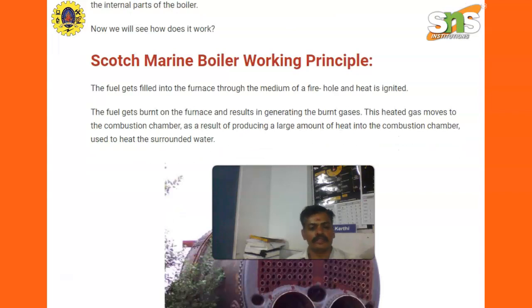Boiler shell and the working principle. Fuel gets filled into the furnace through the medium of the fire hole and is ignited. The fuel gets burnt in the furnace and the result is generating burnt gases. The heated gases move to the combustion chamber, producing a large amount of heat used to heat the surrounding water.